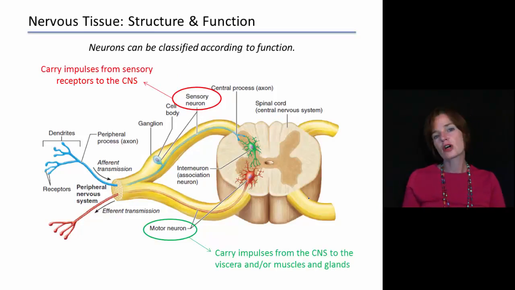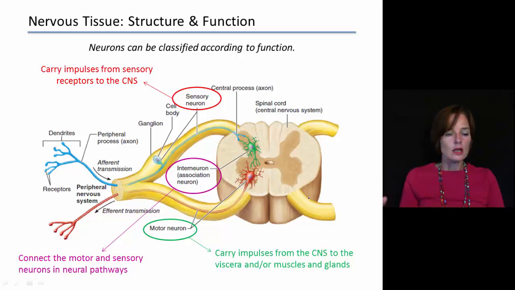Now we also have what are called motor neurons, and the motor neurons are carrying things in the other direction. The motor neurons are carrying information from the central nervous system out and to those responsive muscles and glands. In addition, we have interneurons. The interneurons are also called association neurons. These connect everything together, so they are connecting the motor and the sensory neurons in the neural pathways.